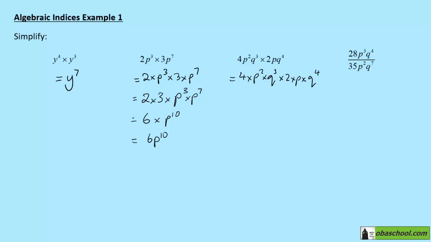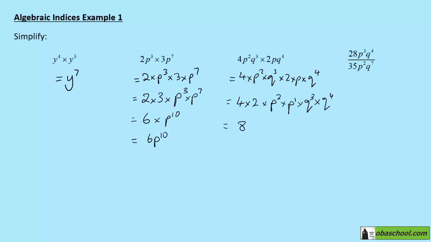Like so. And then we'll bring the numbers to the front. Bring the p's together. Remember, p itself just means p to the 1. And bring the q's together. So that's going to be q cubed times q to the 4. And then we've got 8.